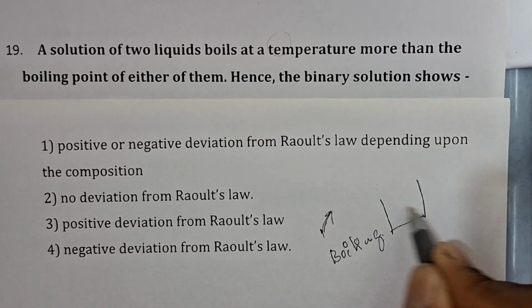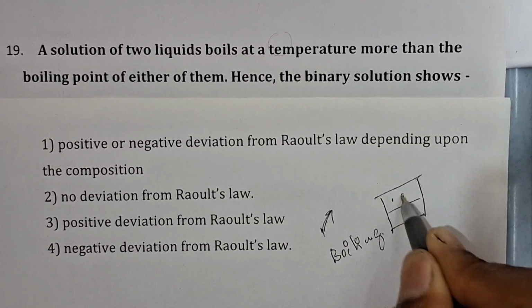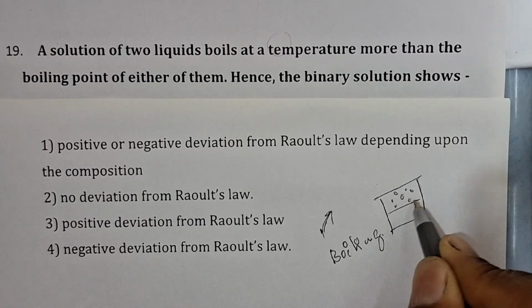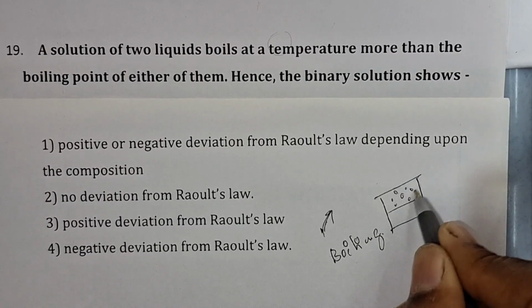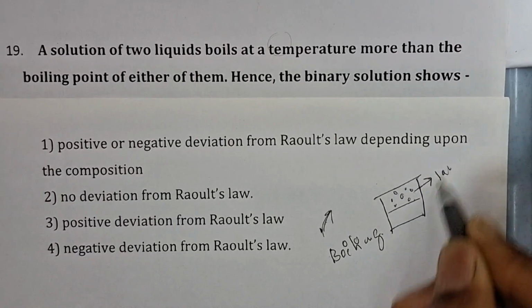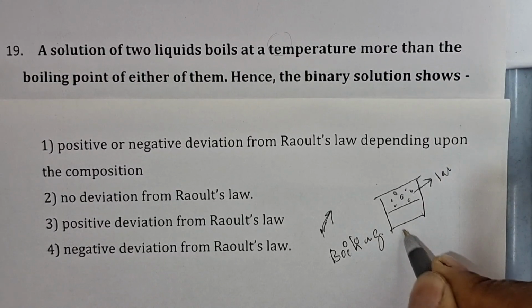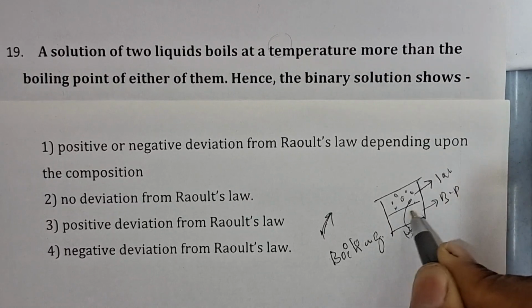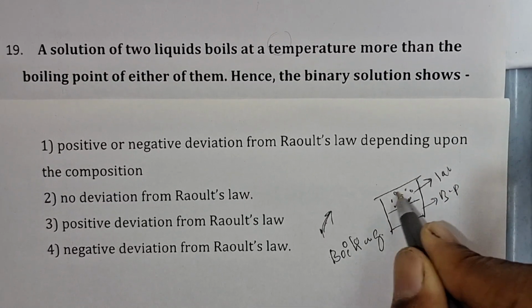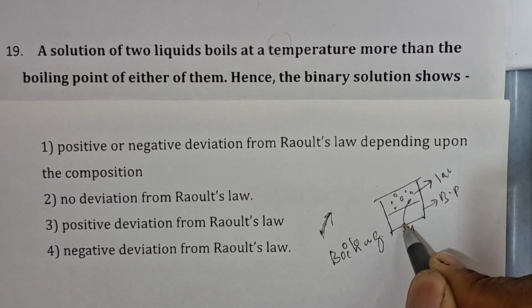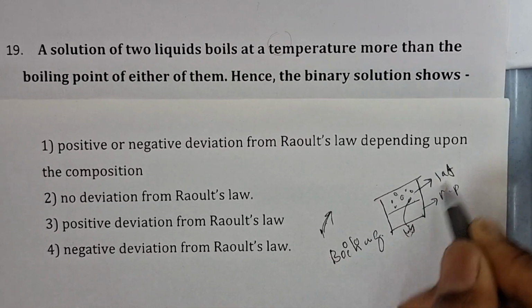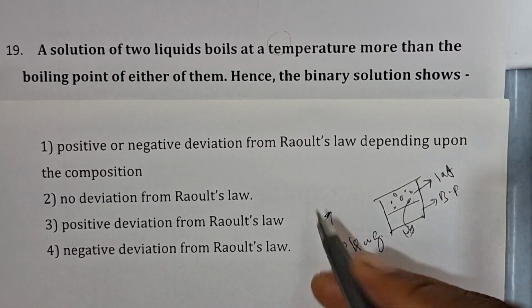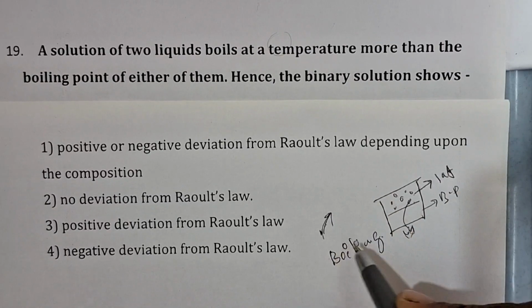See, if you take a liquid, it is being covered with vapor pressure. When this vapor pressure becomes equal to atmospheric pressure, the temperature at which this happens, that temperature we call as the boiling point. The temperature at which the vapor pressure of the liquid becomes equal to atmospheric pressure, okay, then it is called boiling.